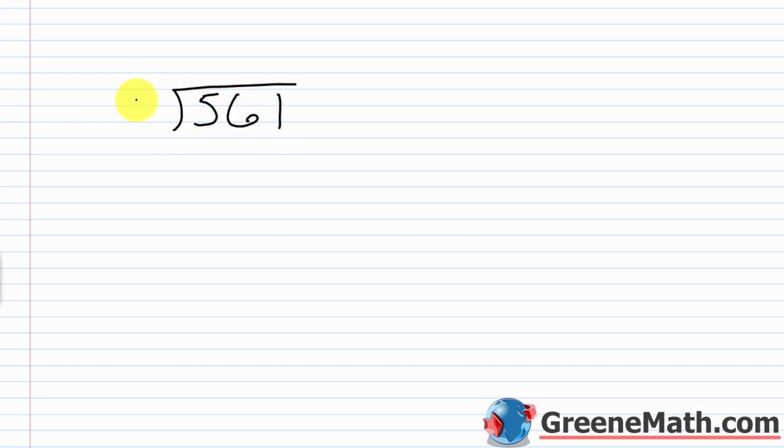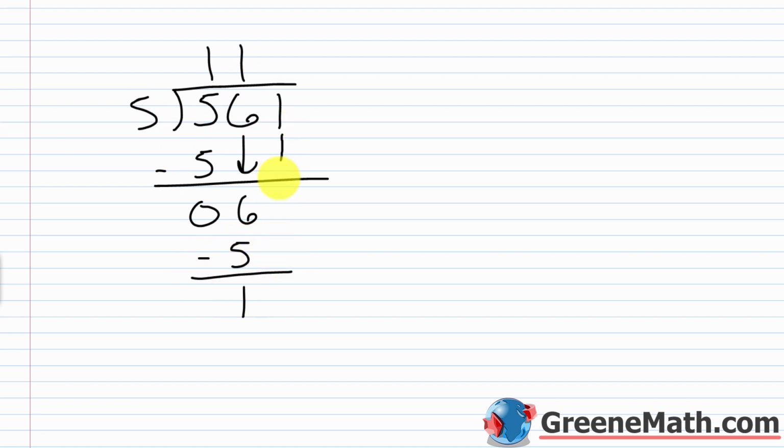561 divided by 5 here. 5 goes into 5 once. 1 times 5 is 5. Subtracting, you get 0. Bring down the 6. 5 is going to go into 6 once. 1 times 5 is 5. Subtracting, get 1. Bring down the 1. 5 goes into 11 twice. 2 times 5 is 10.